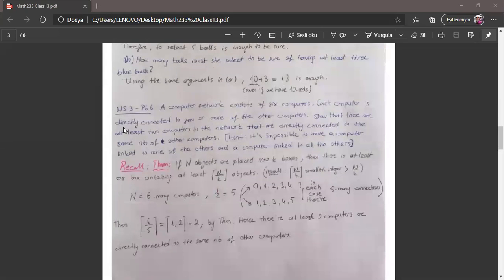Now we have... this is pretty good, I wish I had solved this before, so sorry about that. This is again from worksheet 3.